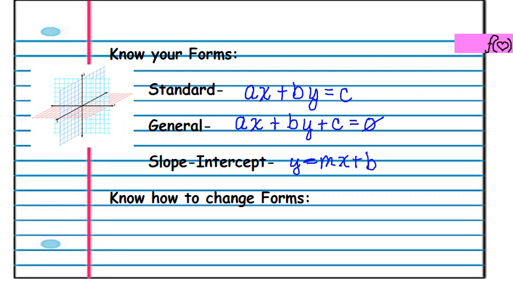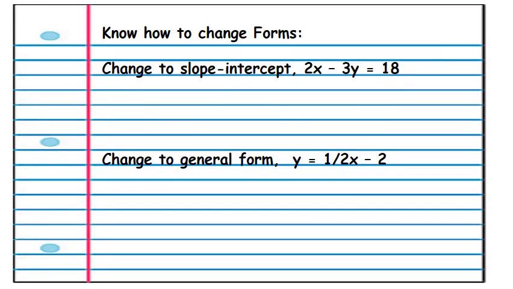Know how to change those forms. So, for instance, if you had something like, oh, I think I actually have it on the next slide. So I'm going to go to that. All right, changing to slope-intercept. I'm going to go red here. It didn't turn red. Okay, let's try again. Are you red now? I think you are. All right. We're getting the y all by itself here, okay? That's the deal.